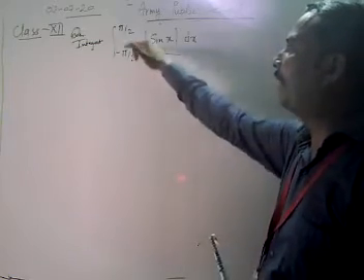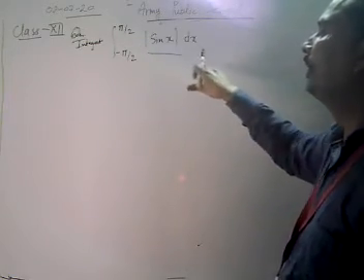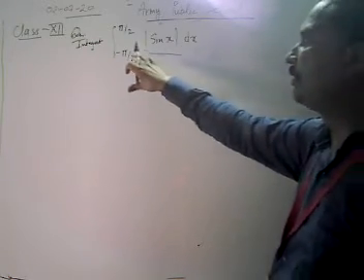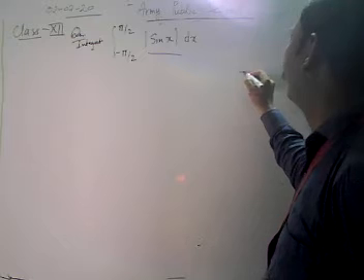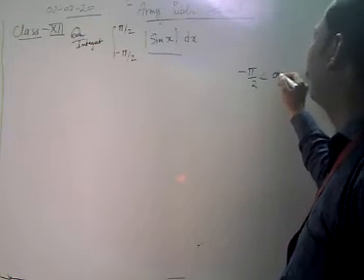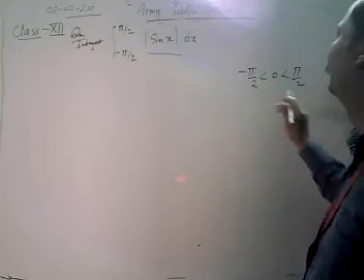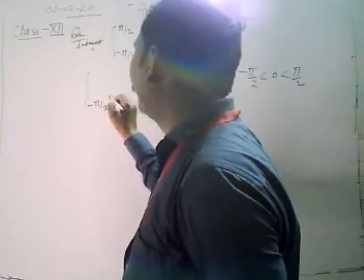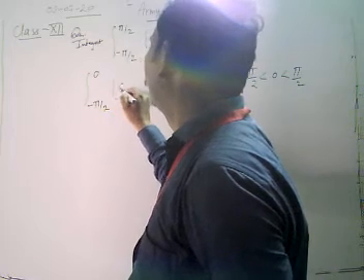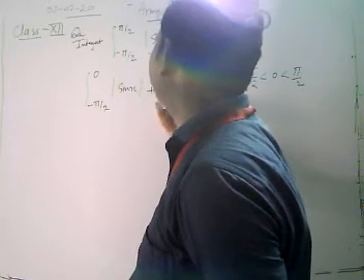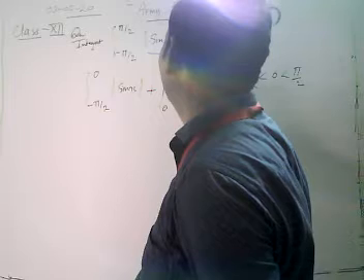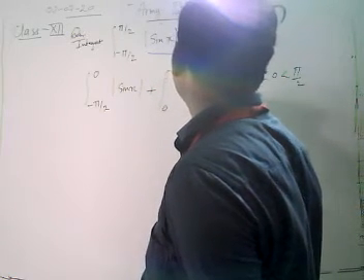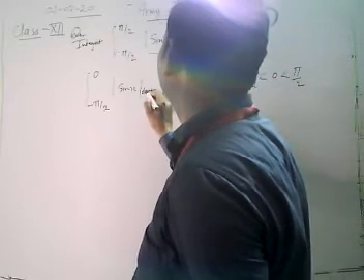Look, sin x equal to 0 gives x equal to n pi, so 0 is one of the points, and 0 lies between minus pi by 2 and pi by 2. Then we are going to break the integral: minus pi by 2 to 0 of mod sin x dx plus 0 to pi by 2 of mod sin x dx.